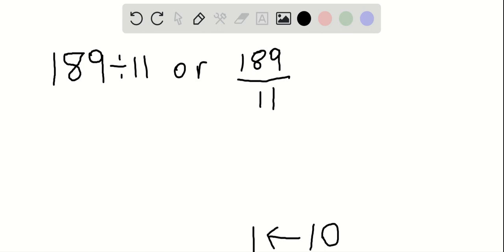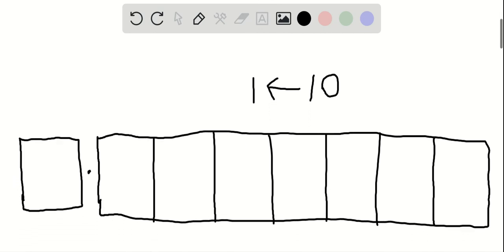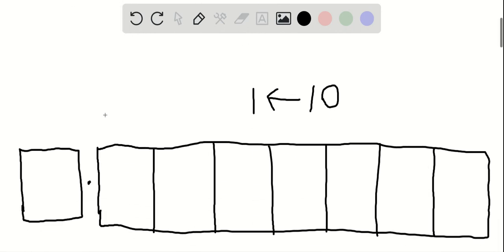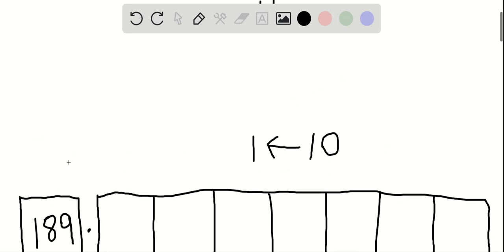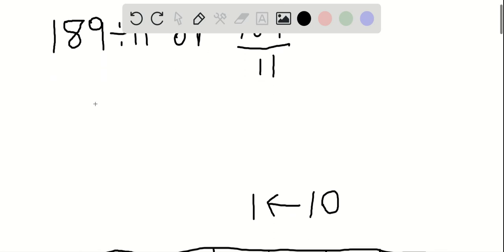Hello. So here we have 189 divided by 11. So how can we go ahead and compute this with exploding dots in a 10 to 1 machine? Well, we have 189, so we put 189 dots all in our ones box. Instead of writing all the dots, I'll just put 189 here. So we have 189 dots, and I'm looking for groups of 11, right? Dividing by 11 means we're going to find how many groups of 11 there are in 189.